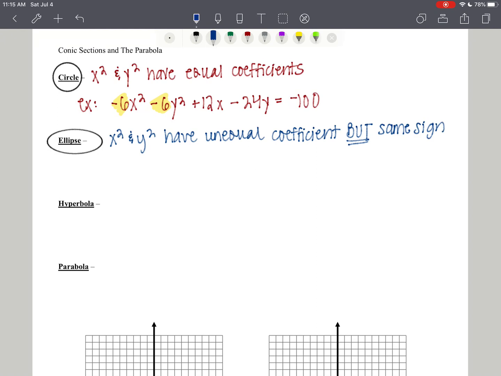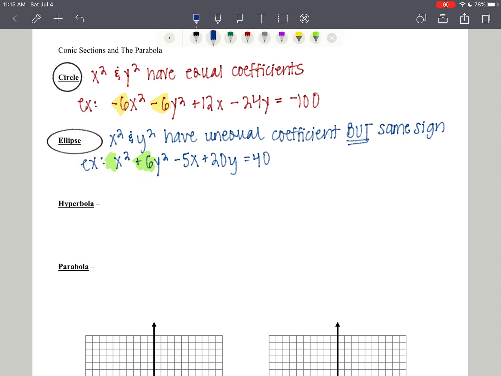So I'll give you an example here. I'll give you a couple of examples so that you can see. x squared plus 6y squared minus 5x plus 20y equals 40. So here's our unequal coefficients, 1 and positive 6, but they have the same sign.